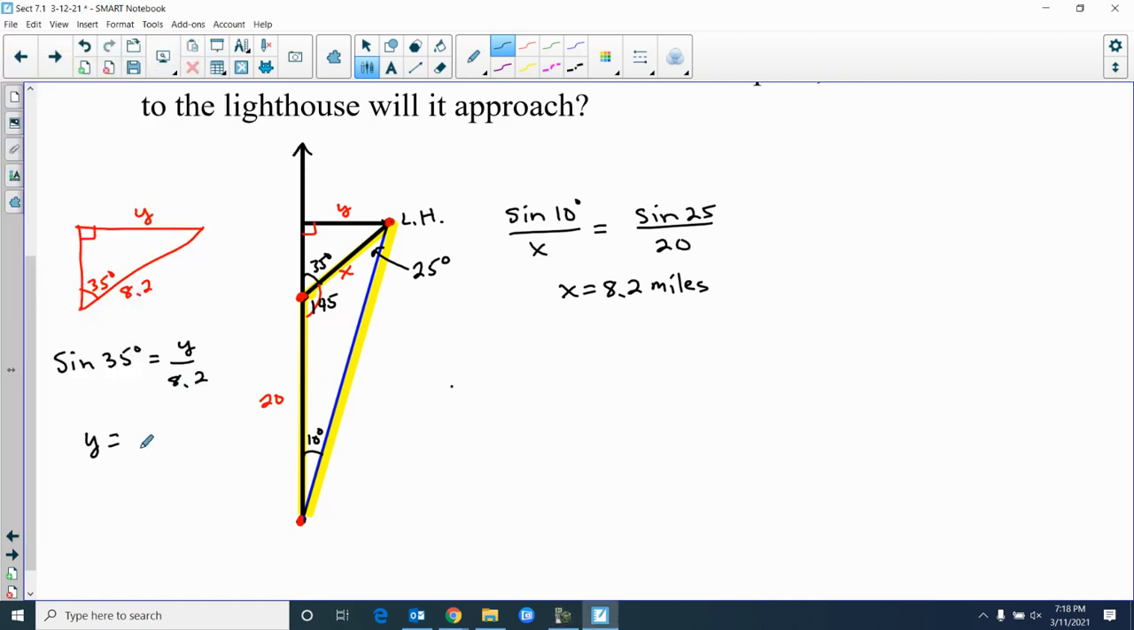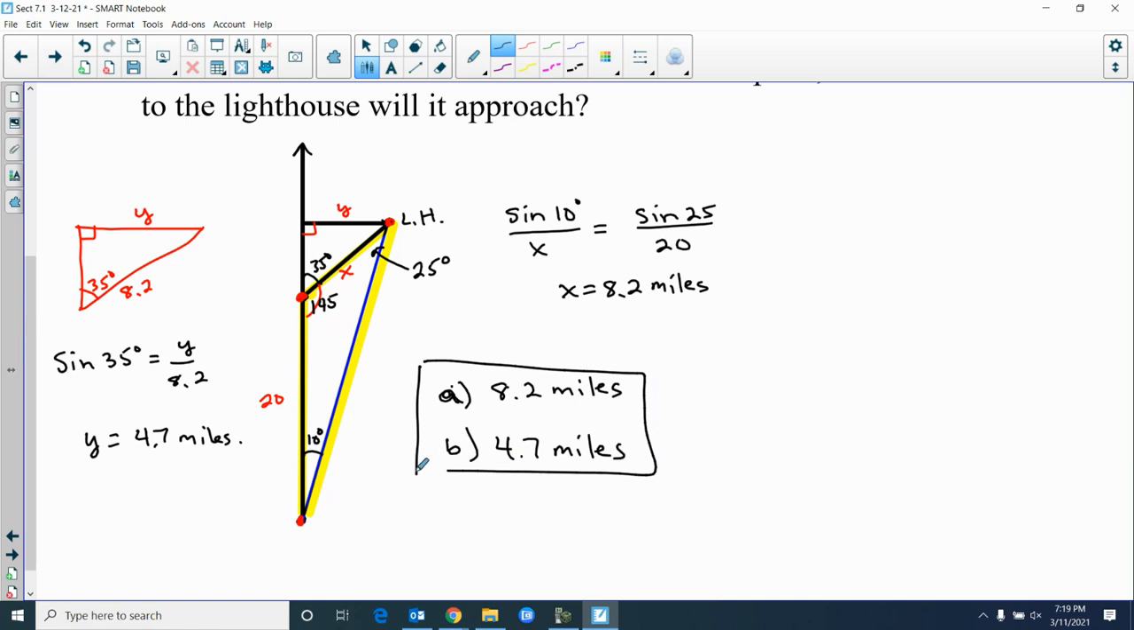And I get 4.7 miles. Okay, so the answer to part A, how close is it the second time, is 8.2 miles. If it follows the same path, how close will it come to the lighthouse? It will come 4.7 miles away from it.